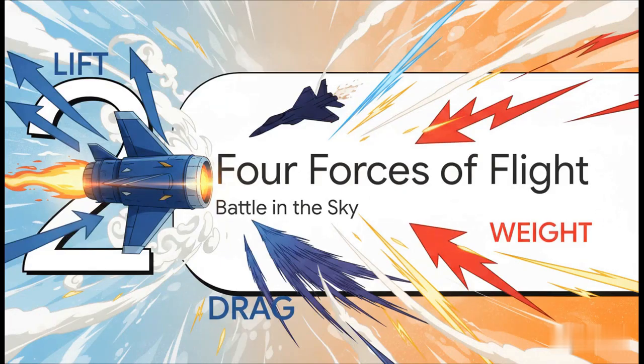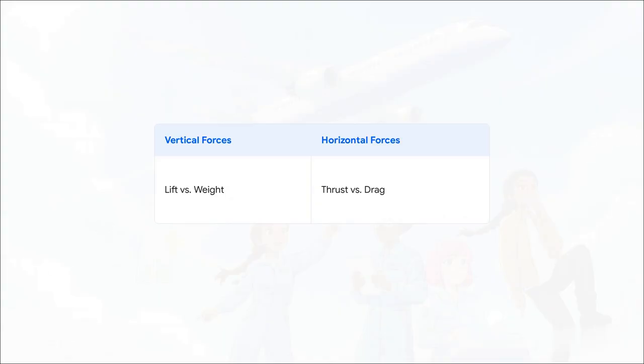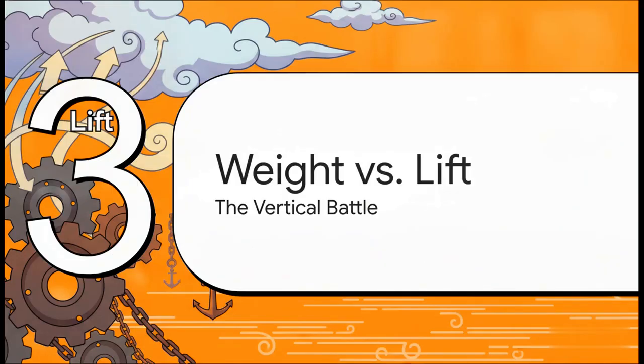Which brings us to section 2, the 4 forces of flight, or as I like to call it, the constant battle in the sky. And this perfectly illustrates the overarching tug-of-war concept that dictates absolutely all flight. First, we've got our vertical forces, lift fighting against weight. And second, we have our horizontal forces, thrust fighting against drag. For a plane to get off the ground and actually stay there, these 4 forces must work together in absolute delicate harmony. Let's break these down, starting with section 3, weight versus lift, the vertical battle.